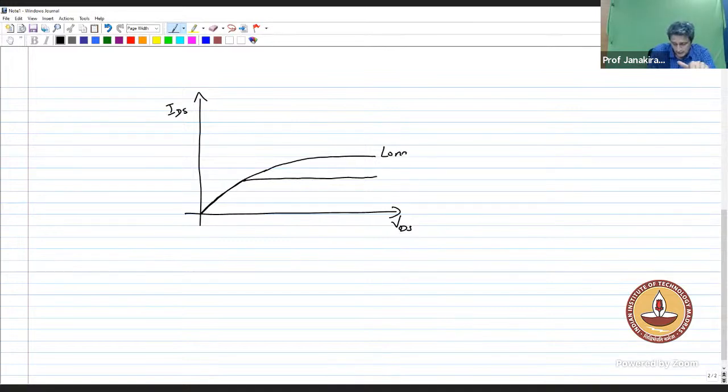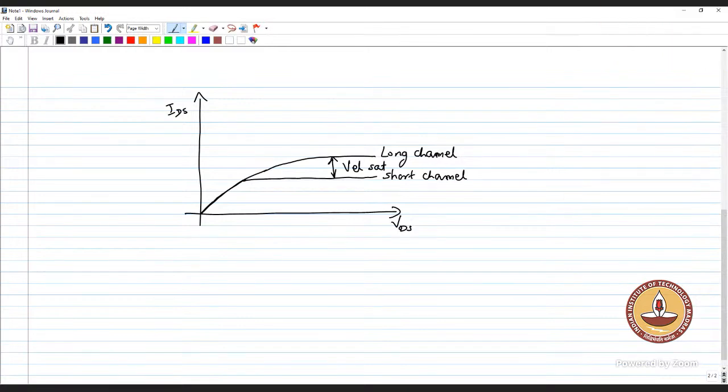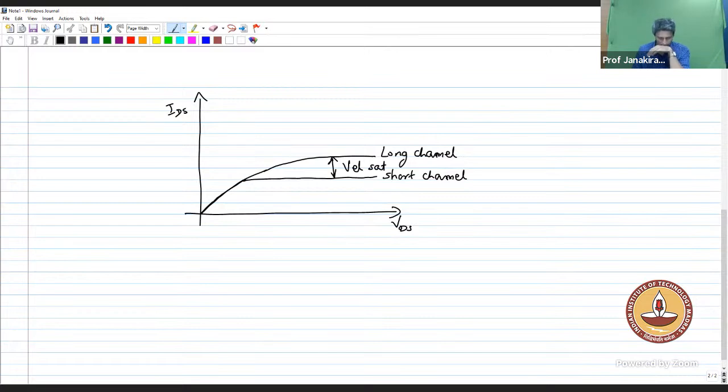This is a long channel, and this is short channel. This effect is because of velocity saturation. You follow me? Yes, sir. So it means, sir, velocity saturation in long channel, it will deter VDS value. We will compare with the short channel. VDS is greater than short channel.